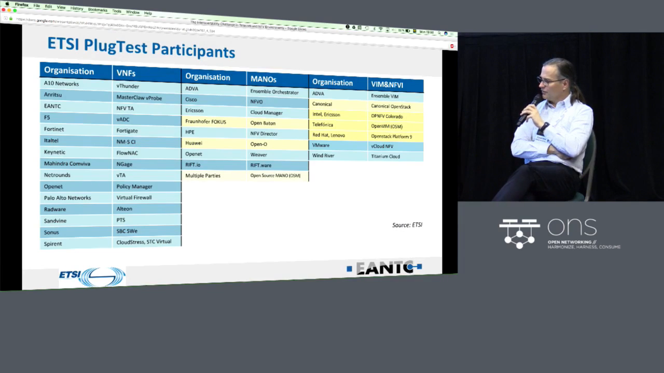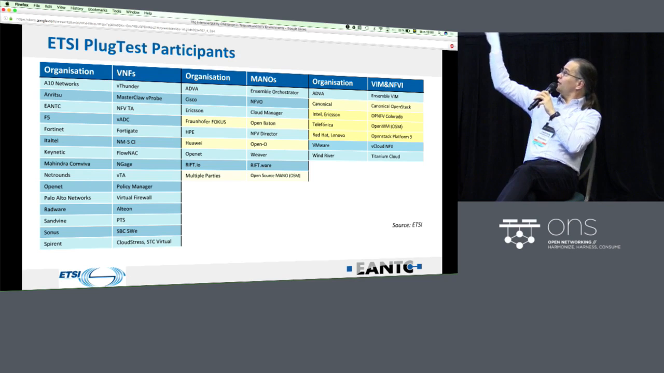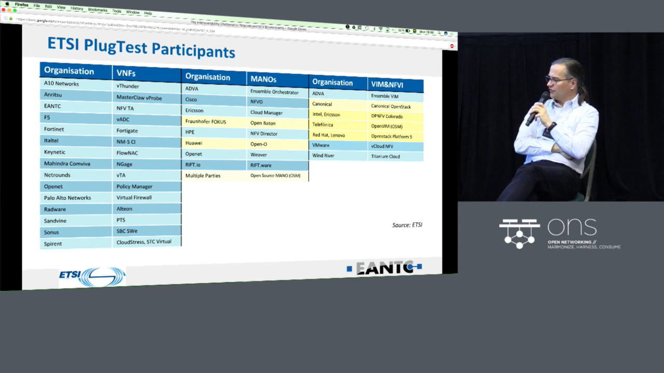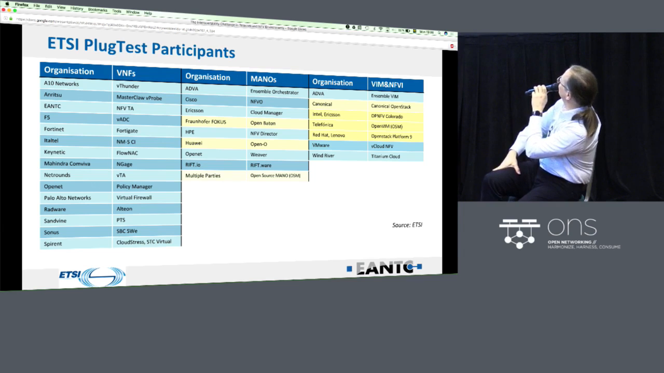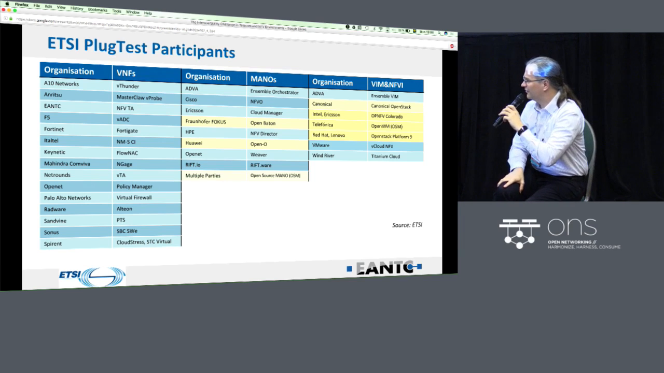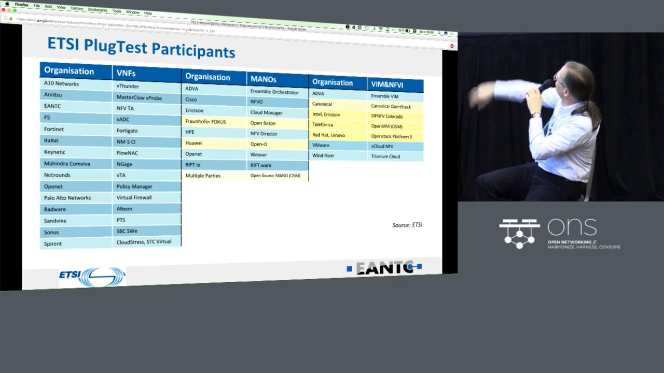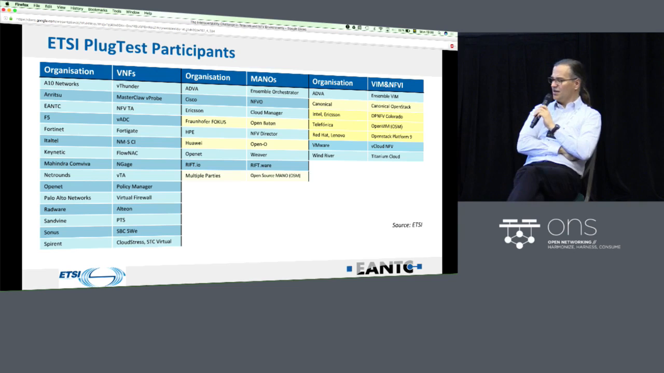Next slide. So plug test participants are quite a few, grouped into the VNFs on the left-hand side, the MANOs in the center, and the infrastructure on the right-hand side. And I tried to color those in yellow that are open source. Apologies if the yellow doesn't come out the same. I failed fighting with Google Docs here in the colors. But basically, you see everything that's open on the left-hand side, Open Baton, OpenO, Open Source MANO, and OPNFV, OpenVIM, OpenStack platform. So basically, these are open source based or direct open source implementations that participated.